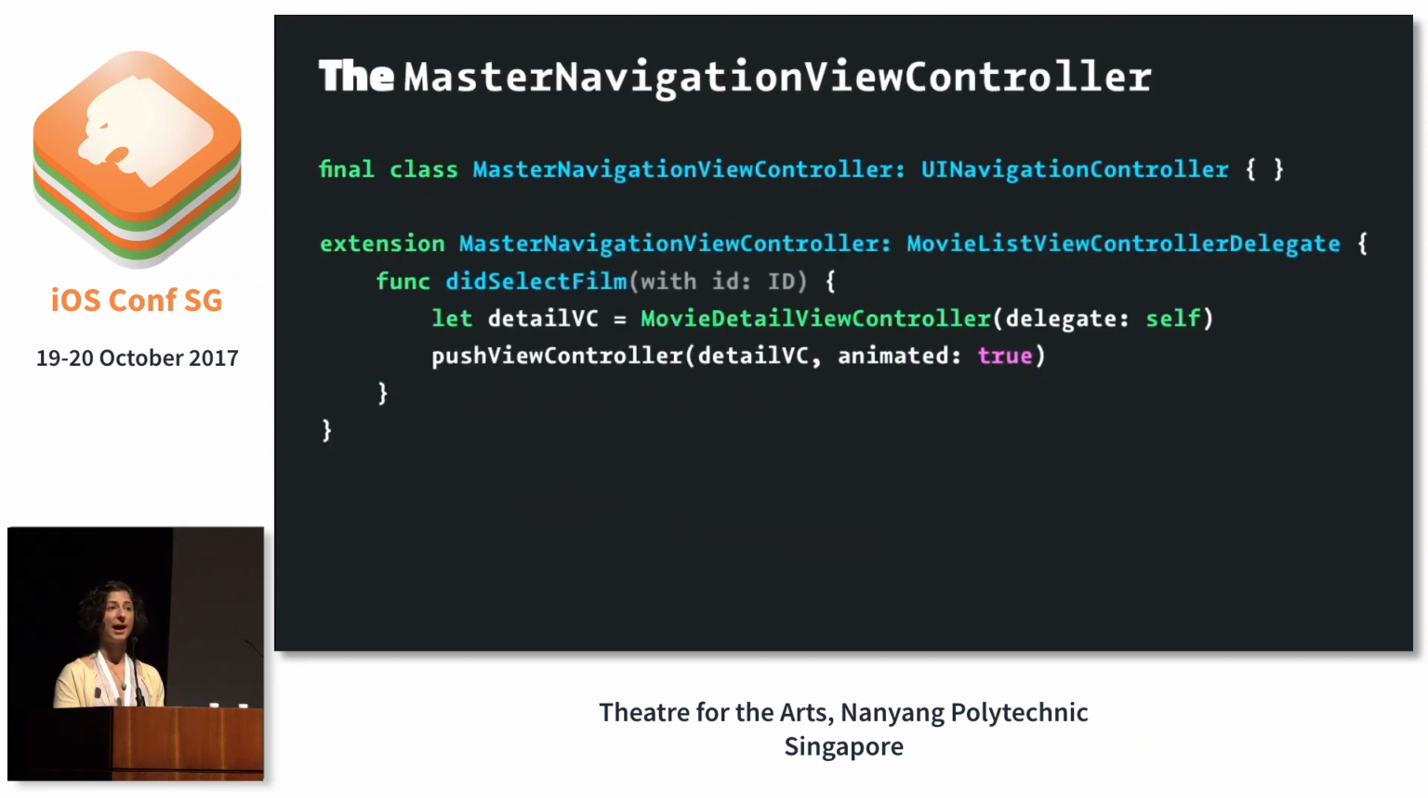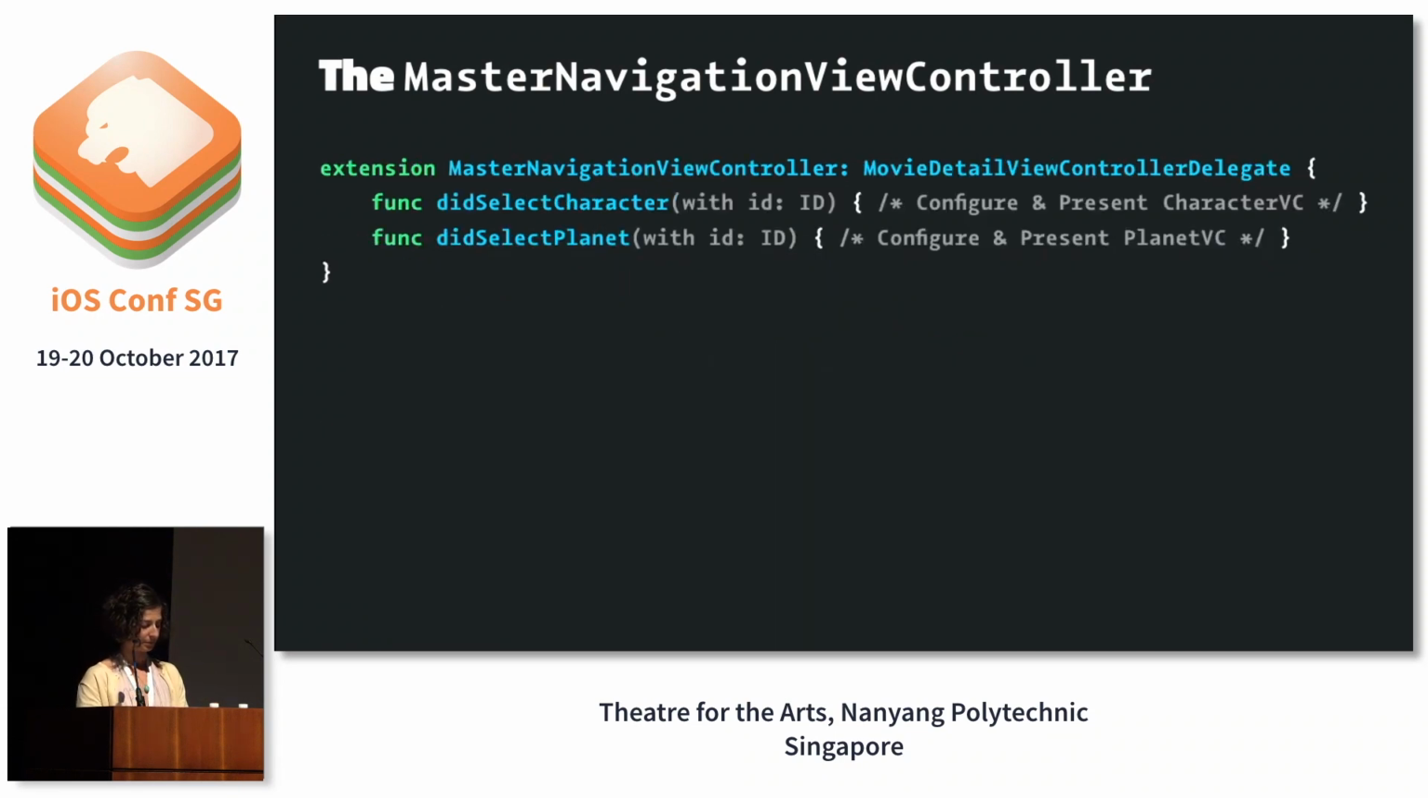Now, way up at the top, I have my master navigation view controller, and its job is simply to implement these delegates. So we can see we extend our master navigation, and we go ahead and implement did select film for our movie list view controller. And it does what we saw before. It creates a detail view controller, and it pushes it on. But now, because I am the navigation controller, it's not so weird that I'm creating another view controller, because that view controller is my child. It makes sense that I'm putting my own child on my navigation stack. And similarly, it's going to implement all of the other delegate methods.